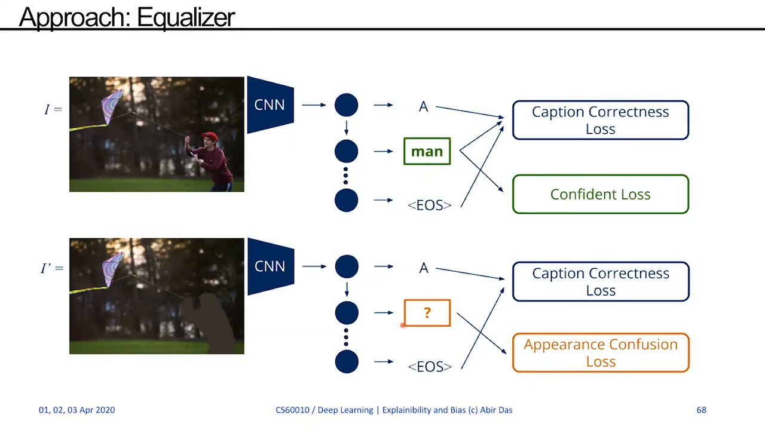The model should not be sure to produce any gendered word. And that is the appearance confusion loss part of it. So it is also concerned with the gendered word in the caption, only the gendered word. So whatever the loss is, we will come to the loss formulation, it will be a function of only the gendered word. This appearance confusion loss for the masked image and this confident loss for the unmasked image will be a function of this gendered word. But the caption correctness loss comes from all the words.